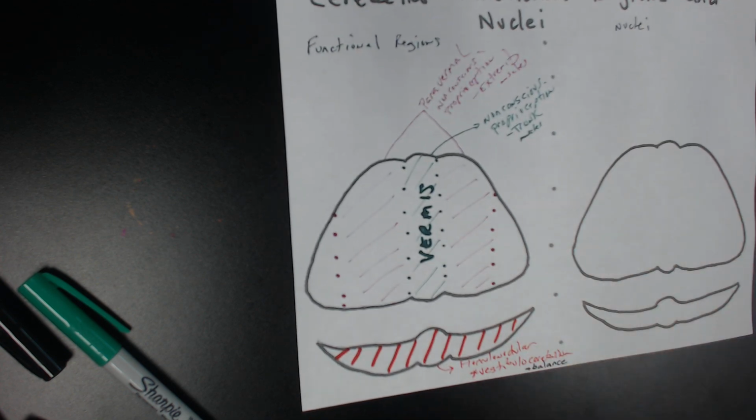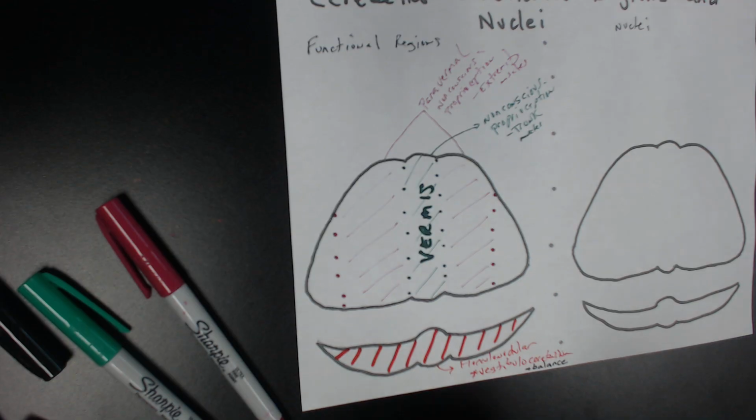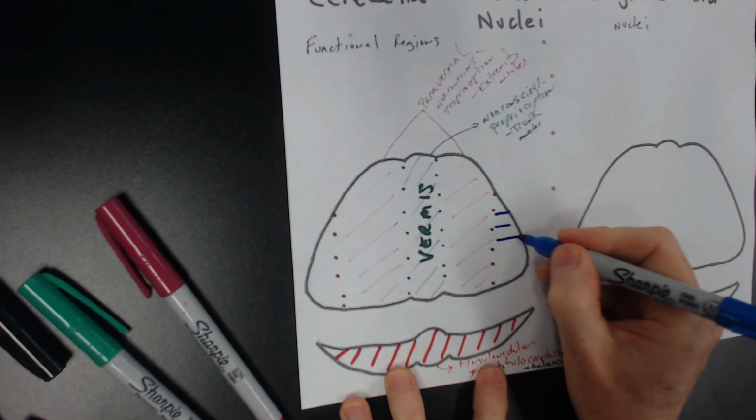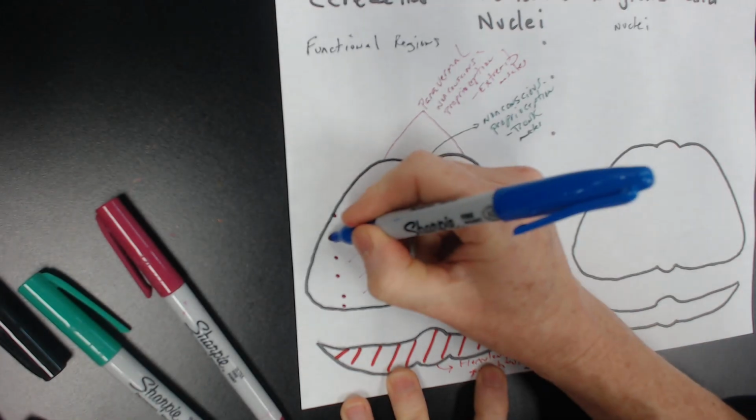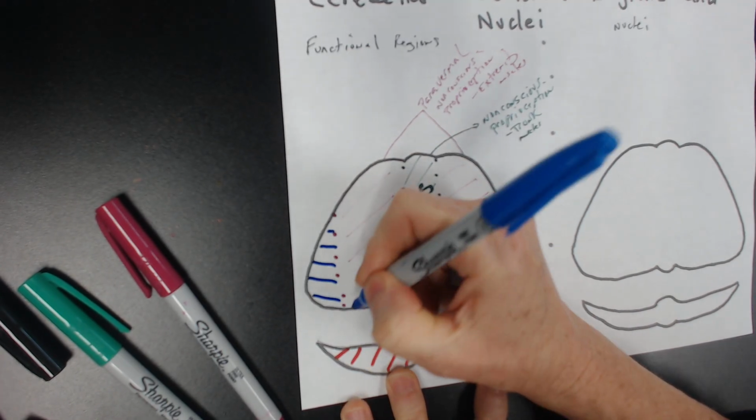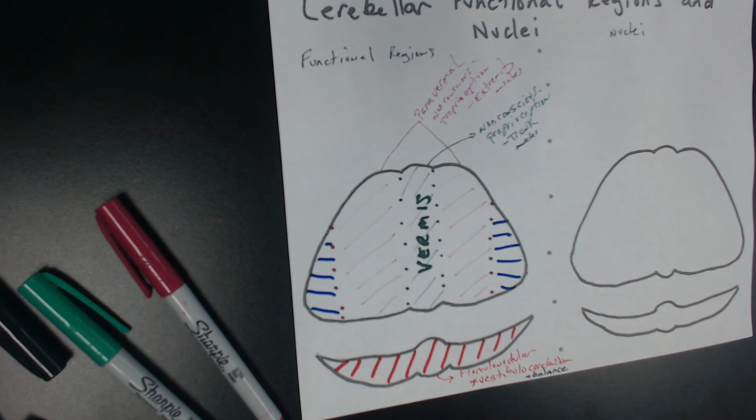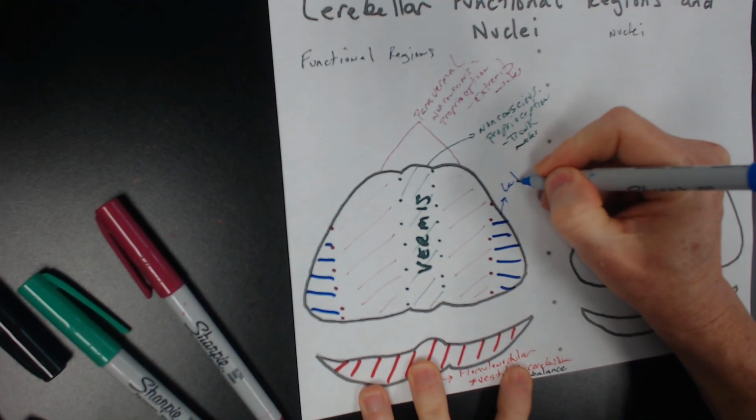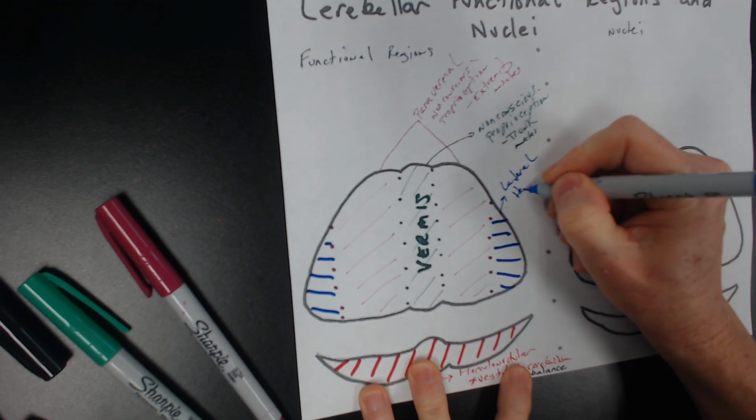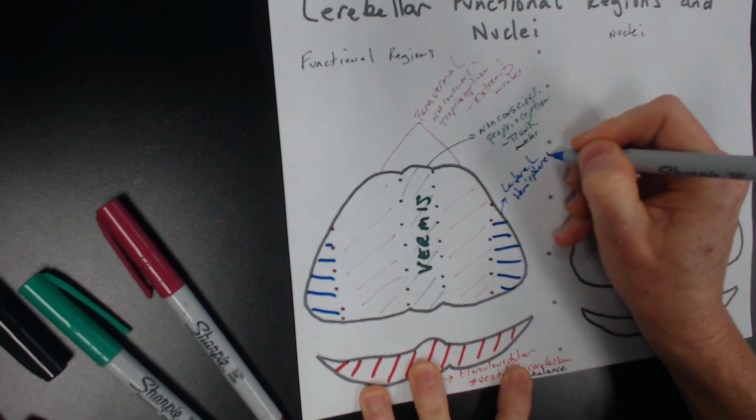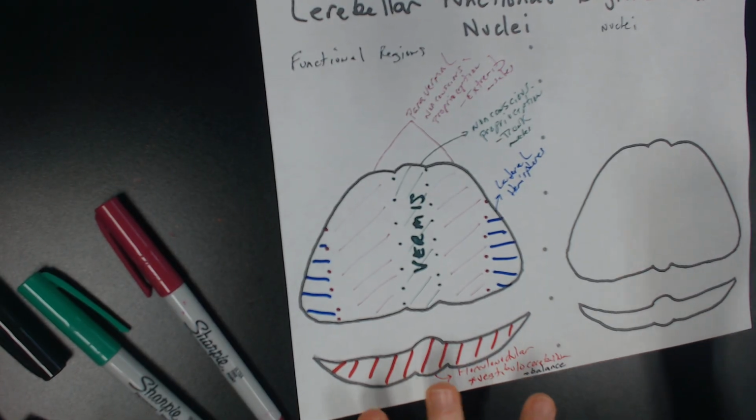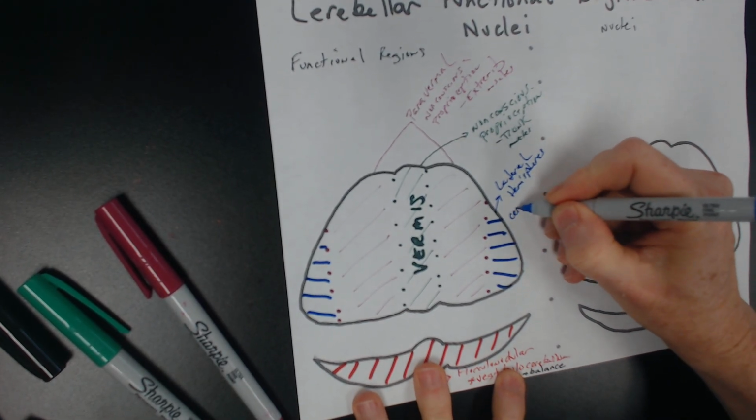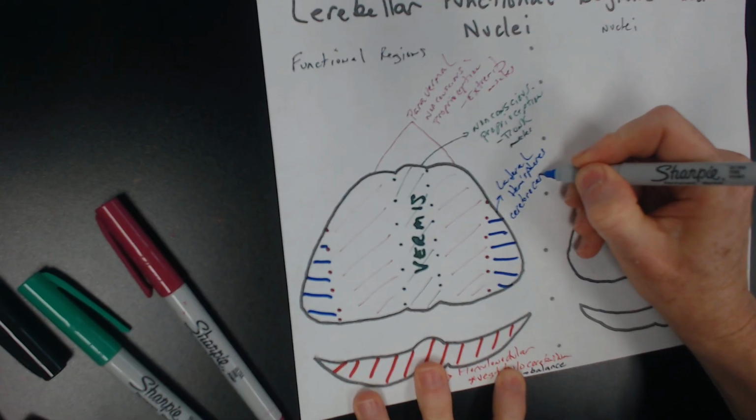The last region we have here is going to be in the very end. These are going to be your lateral hemispheres. And your lateral hemispheres are known as your cerebrocerebellum.